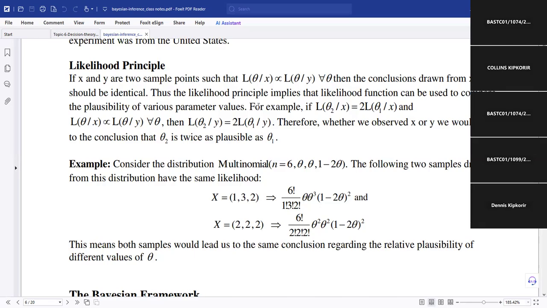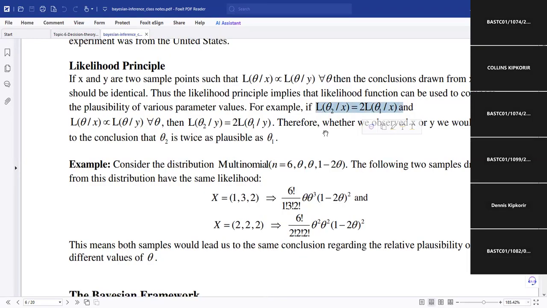If the two are directly proportional, so this is an identity that you are given as the likelihood principle. Therefore, whether we observed y or x, we should come up with a conclusion that theta 2 is twice as plausible as compared to theta 1.